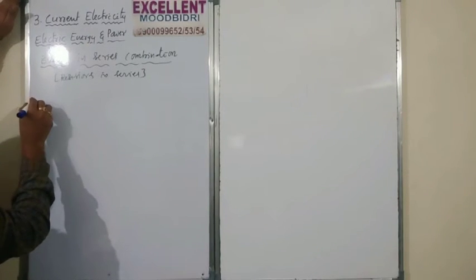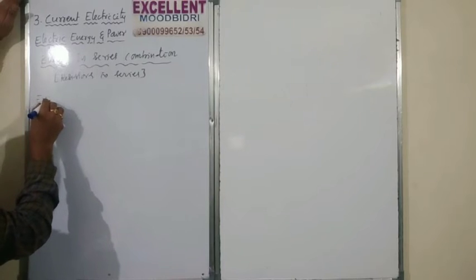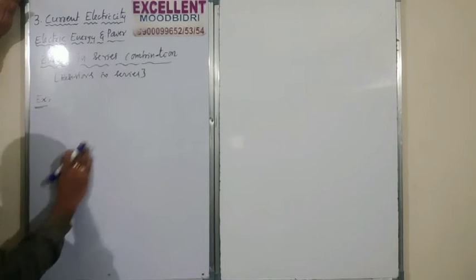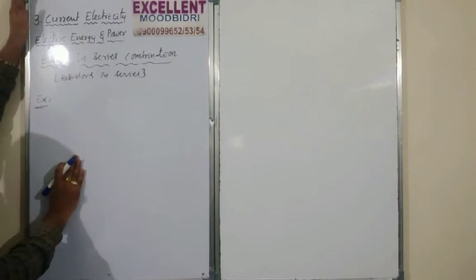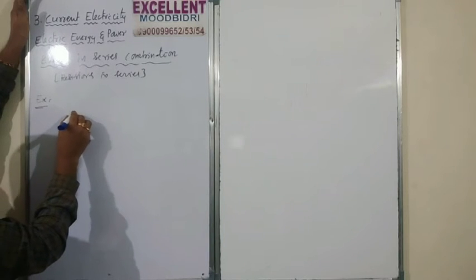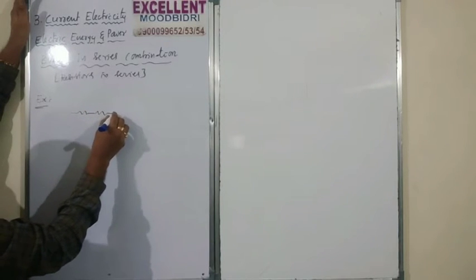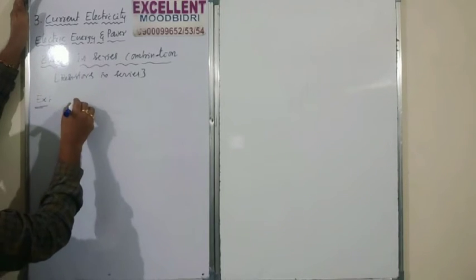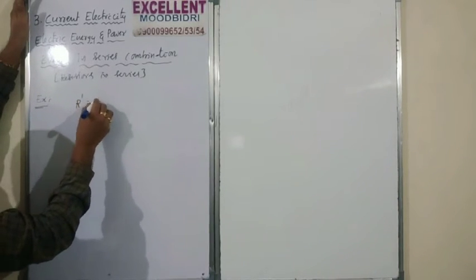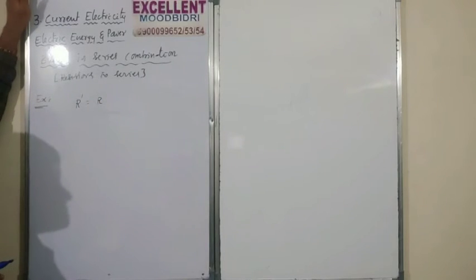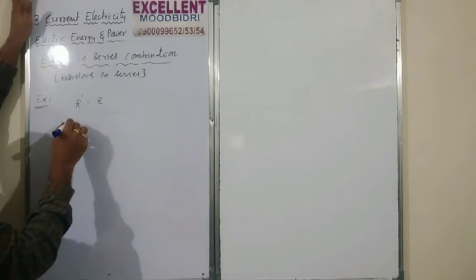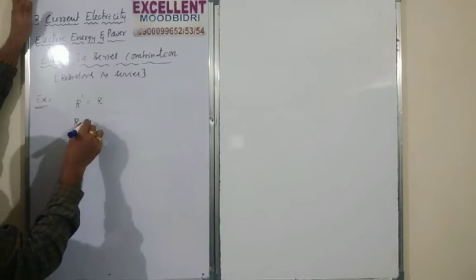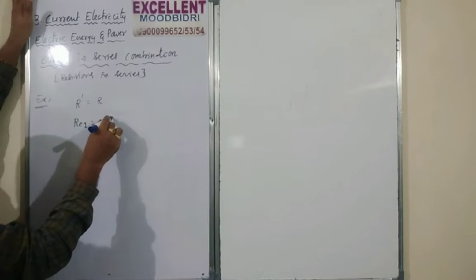For example, first example I will give you. N resistors are there. How many resistors? N resistors. In this manner, like that, so many resistors are there. Each resistance value is equal to R. How many resistors are there? N resistors. Therefore, R equivalent is equal to N into R.